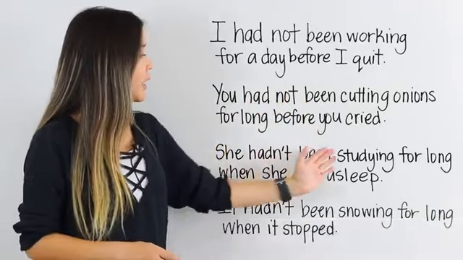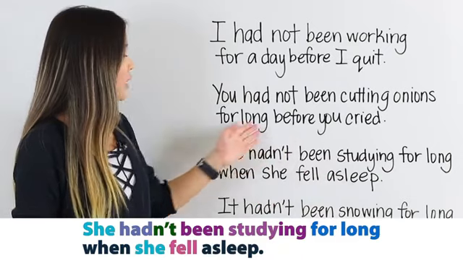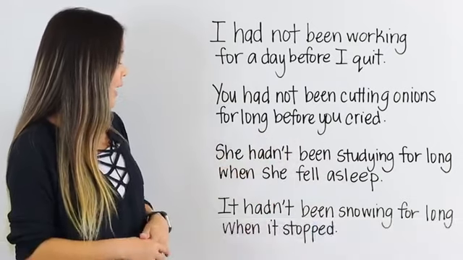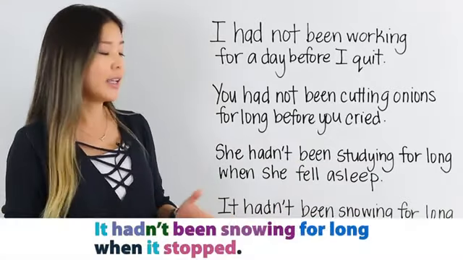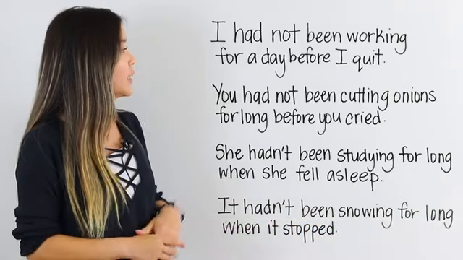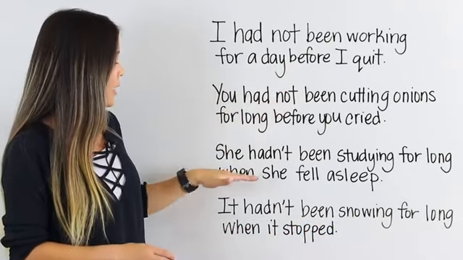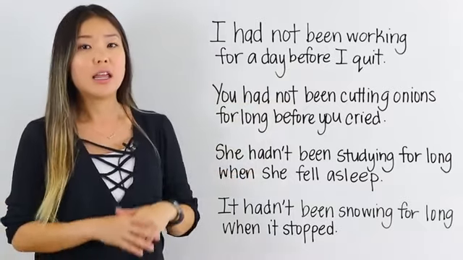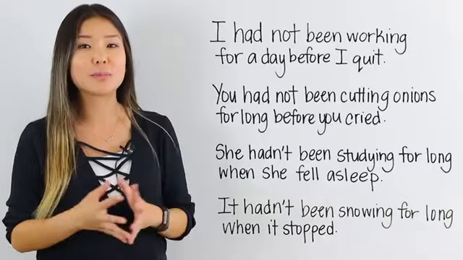She hadn't been studying for long when she fell asleep. Here we have the contraction. And finally, it hadn't been snowing for long when it stopped. Again, we have the contraction for had not here. You'll notice that in the first two sentences, I used before, and in the last two, I used when. Either one can be used to show when the first action stopped.